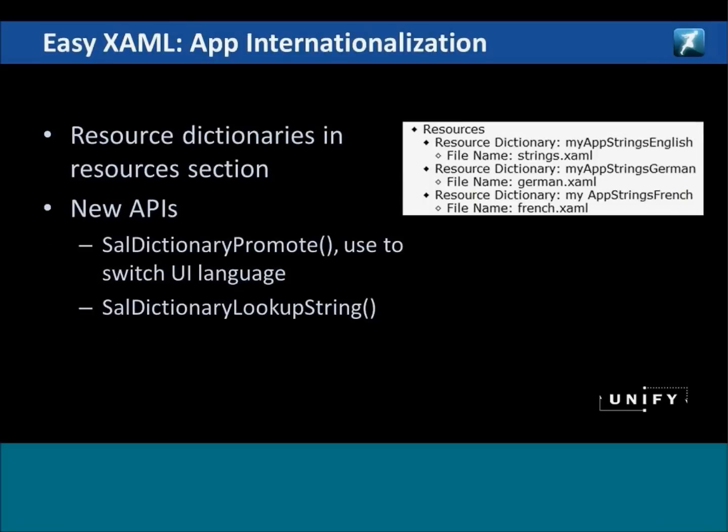So, resource dictionaries. In the resources section of the outline, you have a new item now, which is called resource dictionaries. And as you can see in this screenshot, there are 3 resource dictionaries in separate languages: English, German, and French. And you basically load all these resource dictionaries in this section. And then you have that new API, SalDictionaryPromote. Using that API, you can change the priority of the languages. So if you have English first in this list, then the app would show up as English. If you want to switch during runtime from English to German, you would promote the German.xaml file, and all new windows that will be created from then will use the German language. And the other one is SalDictionaryLookupString, which you can use, for example, to look up error messages of your application that you do not want to have in your source code.